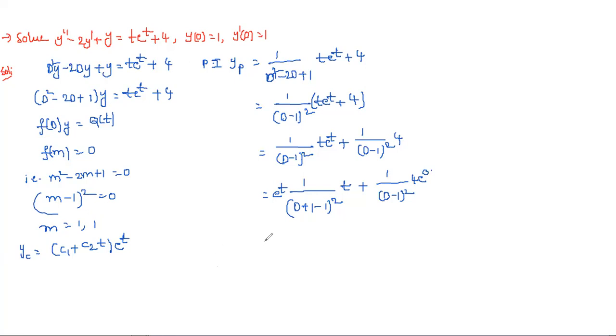Okay. So then e power t into, here this one cancels, 1 by D square t plus 1 by, so this is nothing but in place of D we have to substitute 0. So if you substitute 0, what about remaining? Minus 1 whole square into 4. So this is equal to e power t into 1 by D square t.